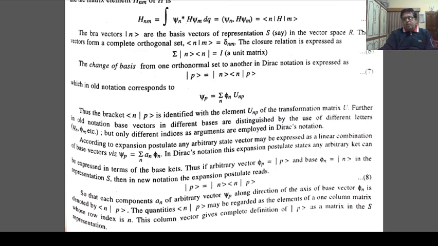So today in this lecture we tried to understand the bra and ket vector notations in dual space.